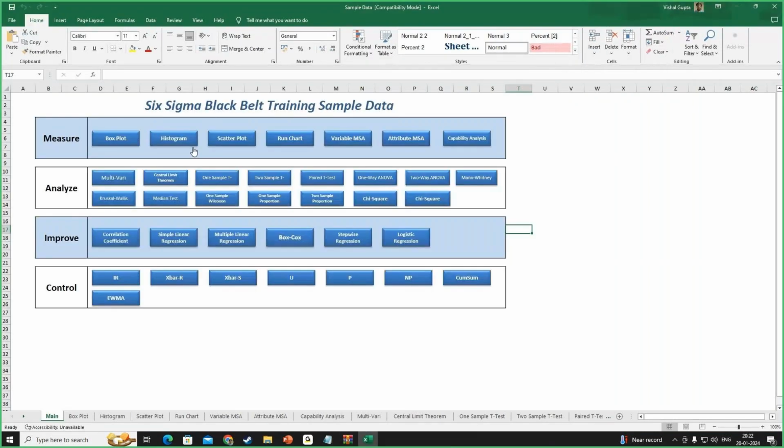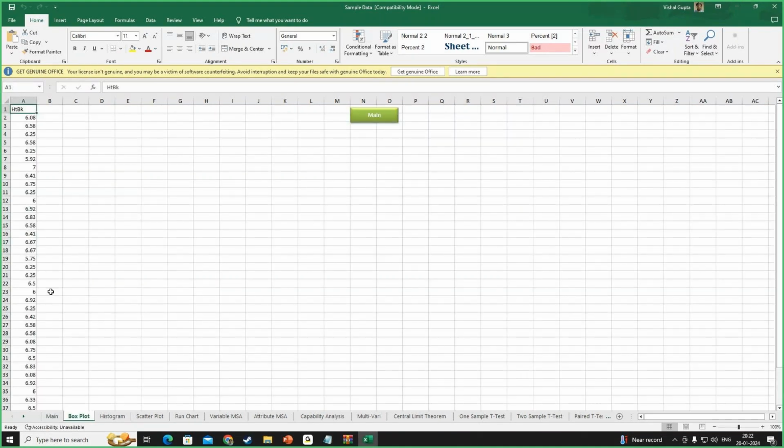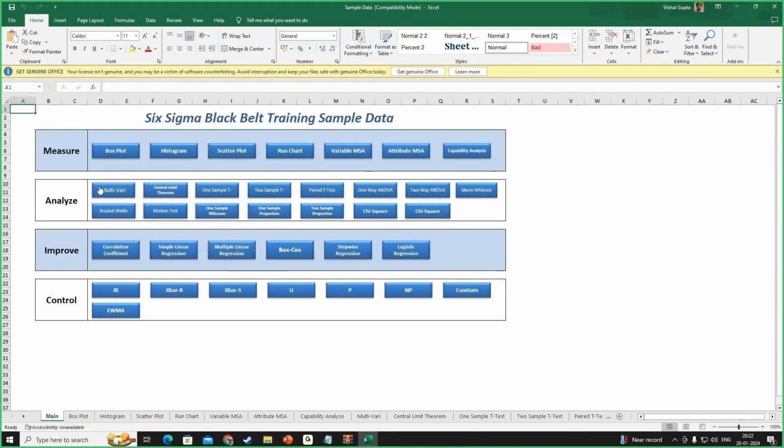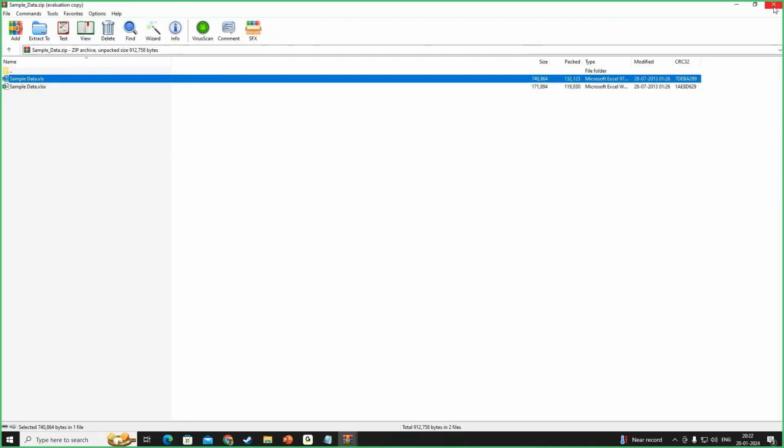For all the four phases, in define there are not a lot of tools that we use, but for measure, analyze, improve, control, these are sample data sets given to run each and every tool. For box plot, you will have data. Similarly for scatter plot, run chart, and different kinds of tools as and when we go ahead. These are the things that you're going to get from me.